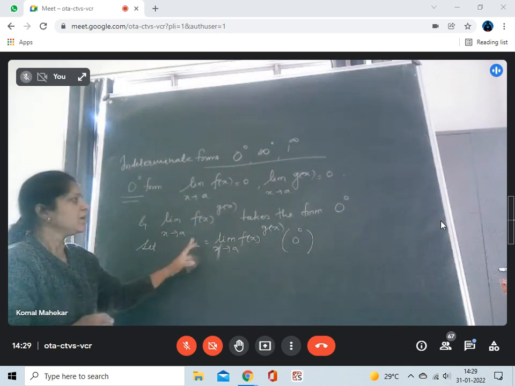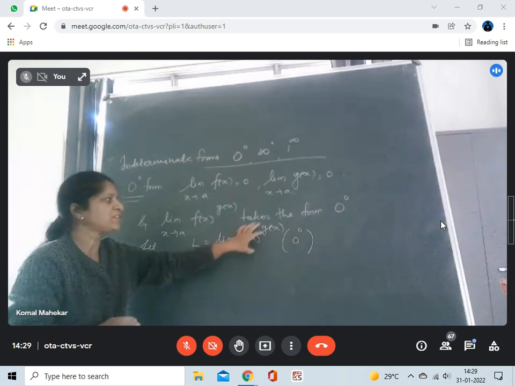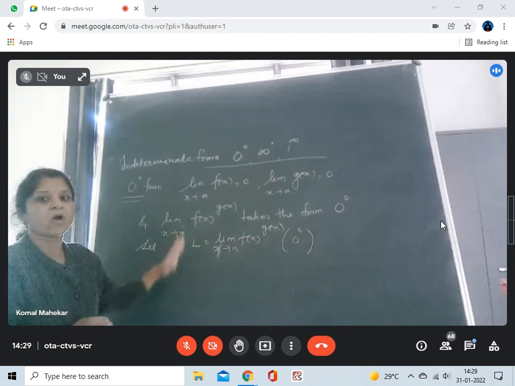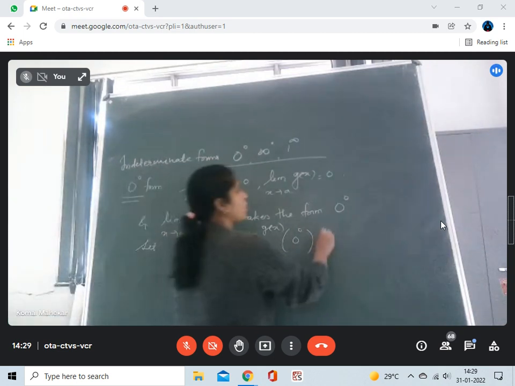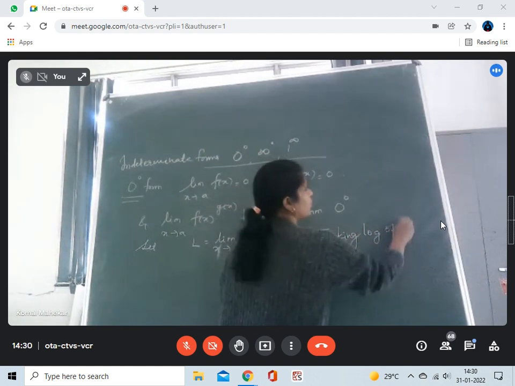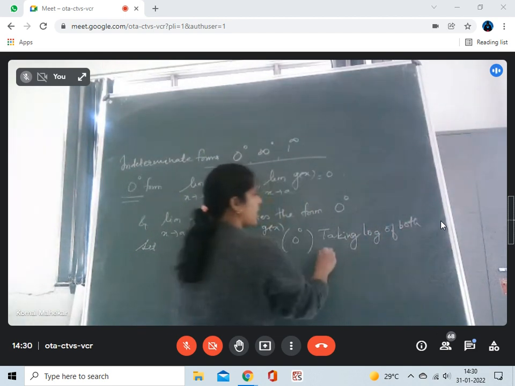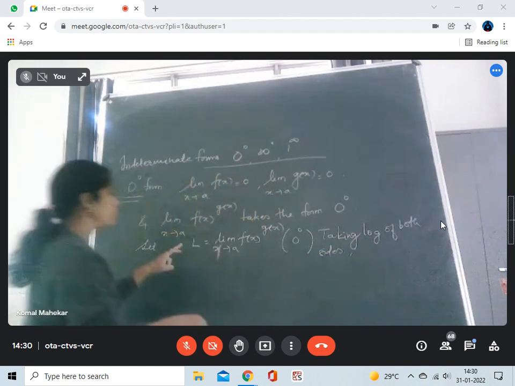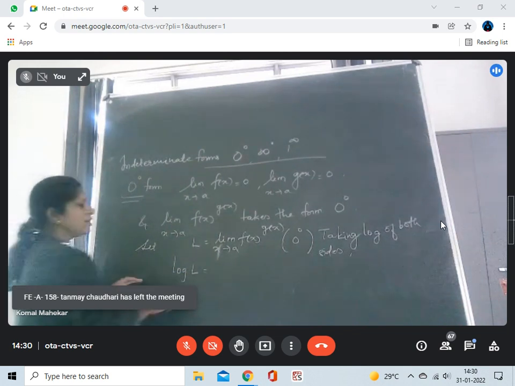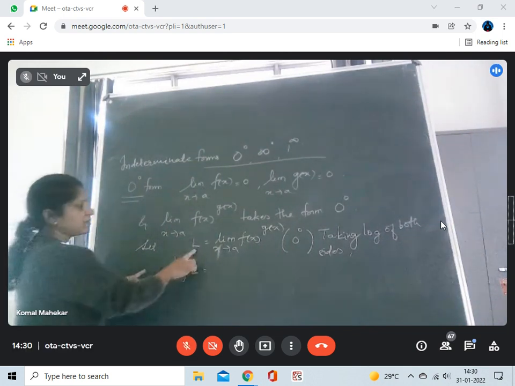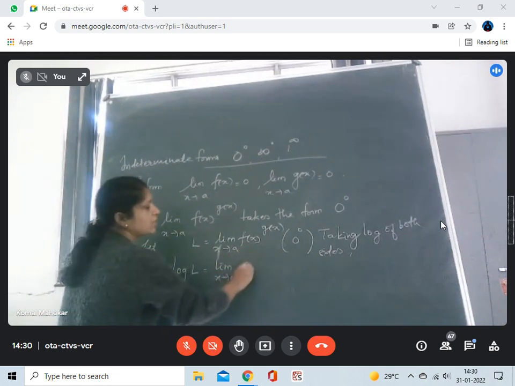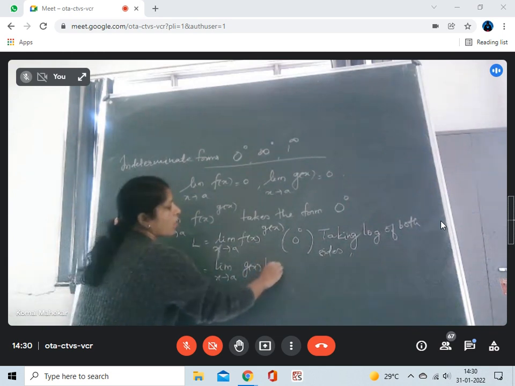So here, let us assume that this limit of f(x) raised to g(x) is equal to L. Then we will take log of both sides, taking logarithm of both sides. So here we get log of L. If you take log of both sides, then using the property of logarithm, this is log of L equals the limit as x tends to a. This becomes g(x) into log of f(x).